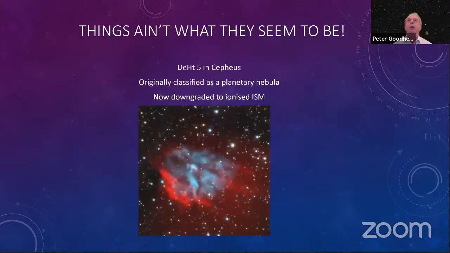Here's one that was considered to be a planetary nebula, and I imaged it, and then it got declassified, and it's now actually downgraded to just ionized interstellar medium, even though for a while it looked very much like it was a planetary nebula.